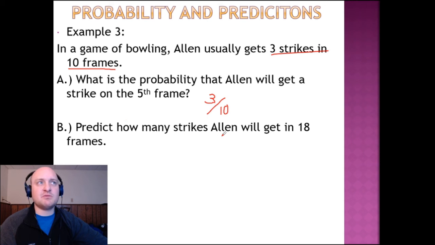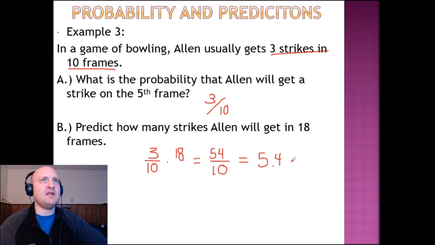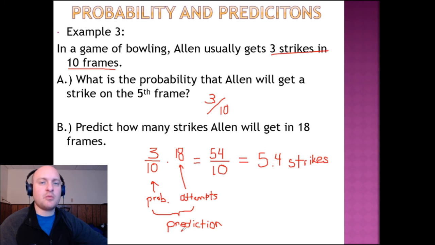How many strikes will Alan probably get in 18 frames? Well, he has a 3/10 probability in 1 frame, so if I multiply that by 18, that will give me a prediction on how many he'll get. I get 54 out of 10, so I predict that Alan will get something around 5 strikes in 18 frames. Note that our prediction comes from taking the probability of it happening once and multiplying it by the number of attempts we'll have.